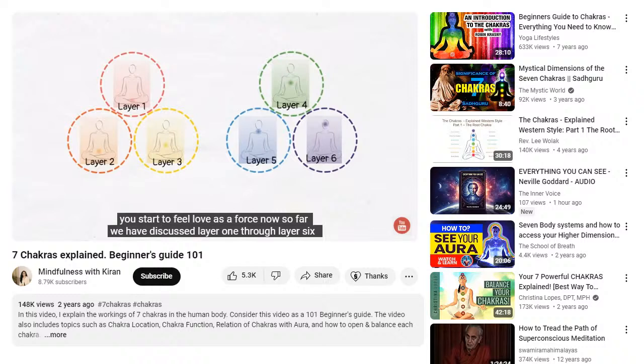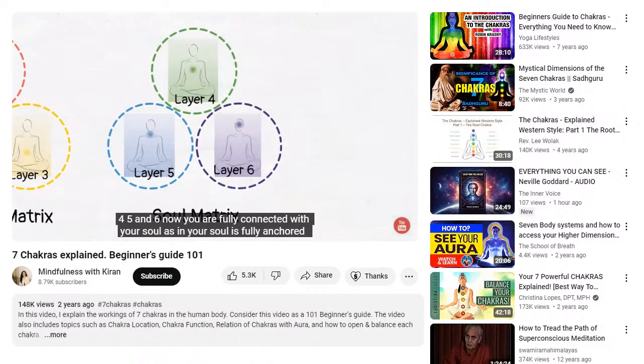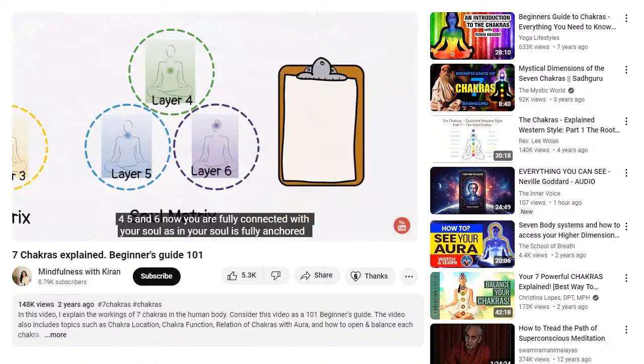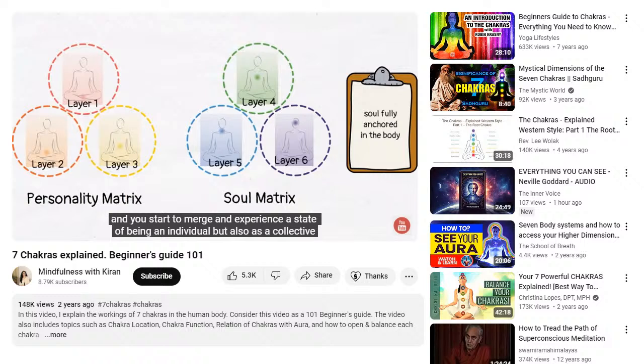Now, so far we have discussed layer 1 through layer 6, where we said layers 1, 2, and 3 form your personality, and layers 4, 5, and 6 form your soul. Another way of saying this is that when you develop layers 4, 5, and 6, now you are fully connected with your soul. As in, your soul is fully anchored in your body, and everything that you do is under that soul's directive. Another way to say this is that now you are a soul-infused personality. Your soul awareness is quite strong at this level, and you start to merge and experience a state of being an individual, but also as a collective.